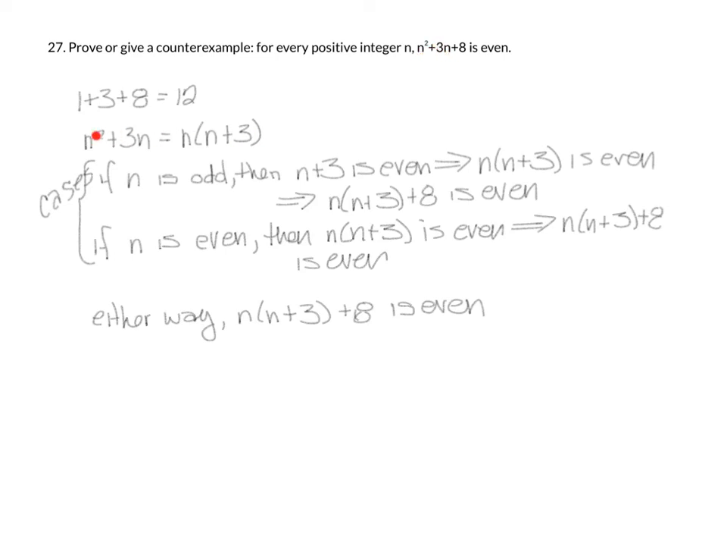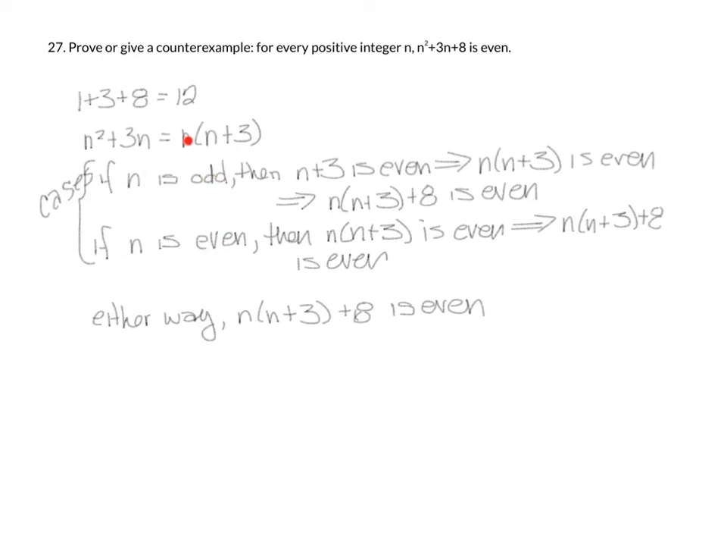So what I did is I looked at this. Why would it be true? Well, the sum of two even numbers is even. So 8 is even, so if n squared plus 3n is even, that will make the sum even. So I looked at n squared plus 3n, and that I can factor to n times n plus 3. So I'm thinking this has to be even. Well, there are two cases for n. Either n is odd or n is even. So I'm doing this by cases.